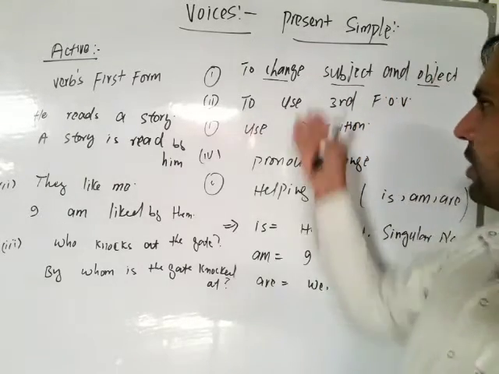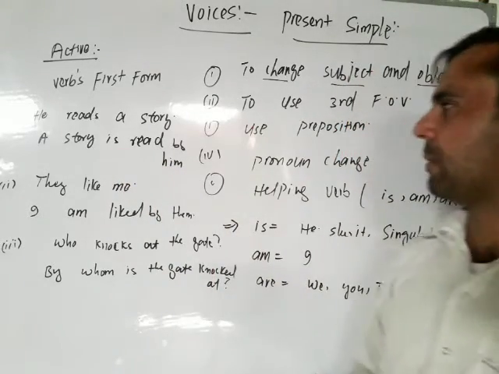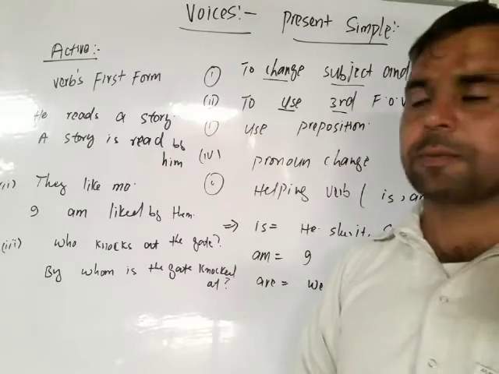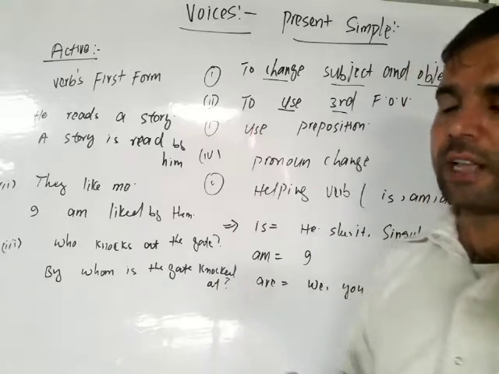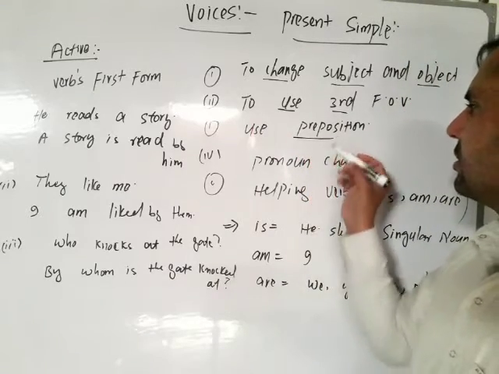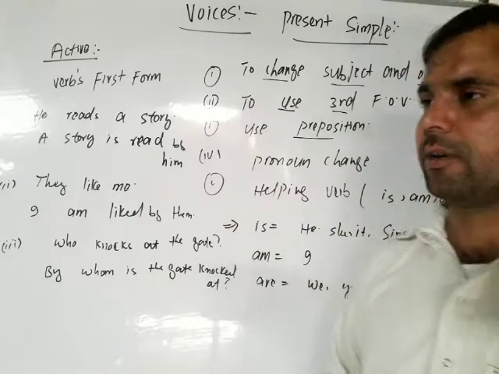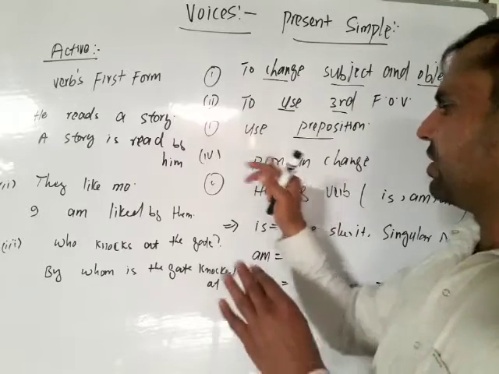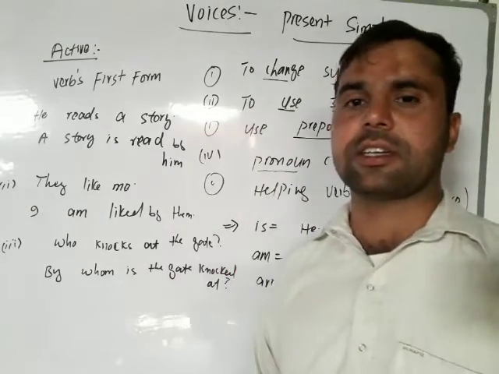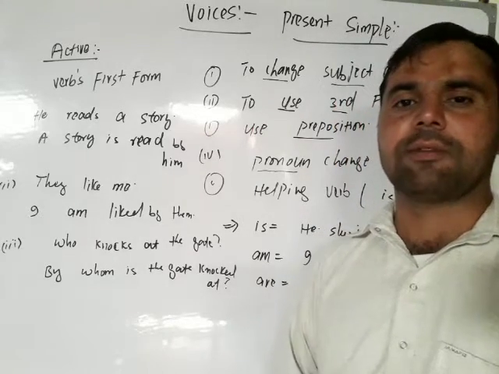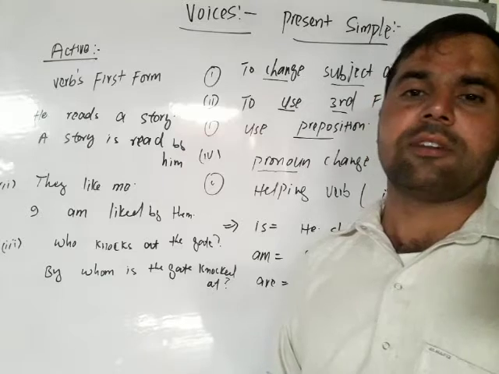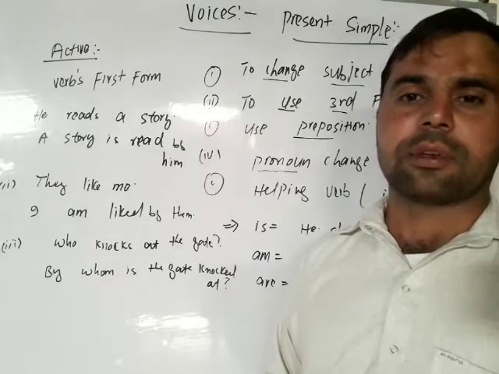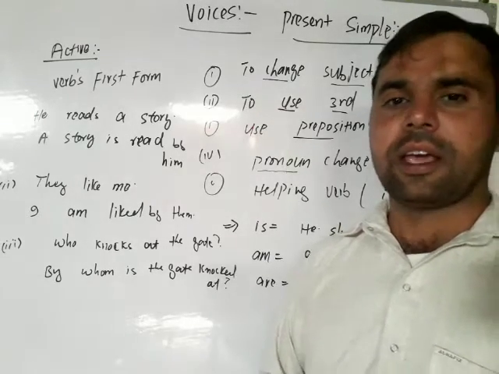I will explain these principles from these examples as well. Then again, the other thing is we should use the third form of verb in this present simple tense. Then again, we should use proper prepositions with the word. Then again, we should keep in mind the change of pronouns, as I have discussed in the separate video, that when we have a pronoun, suppose I, and we change the sentence into passive voice, we change I into me, he into him, she into her, they into them, and vice versa.